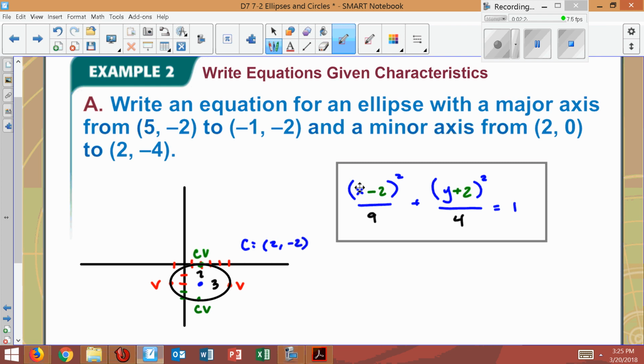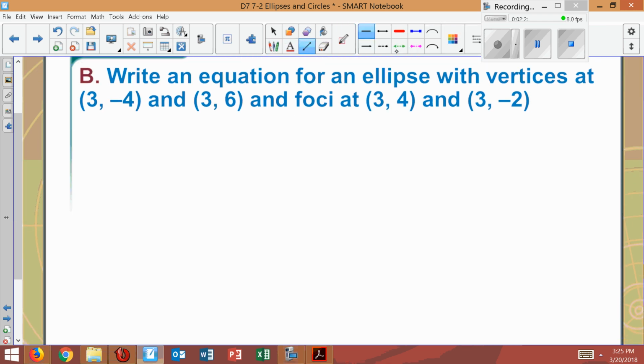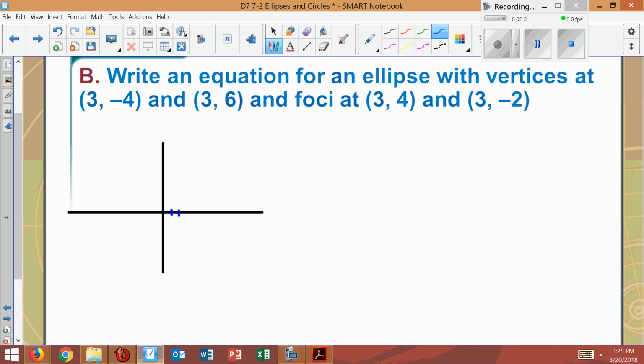Let's try another. Part B. It says write an equation for the ellipse given vertices at (3, -4) and (3, 6). So we go right 3 and we go down 4 units. There's a vertex. And I go up 6 units, 1, 2, 3, 4, 5, and 6. There's a vertex. So that's the major axis because they're vertices.